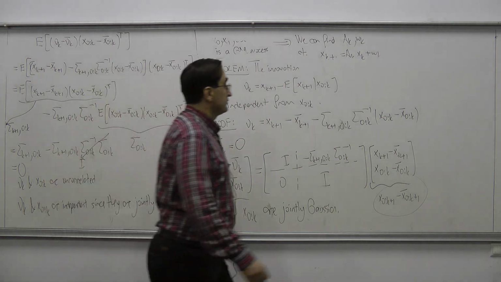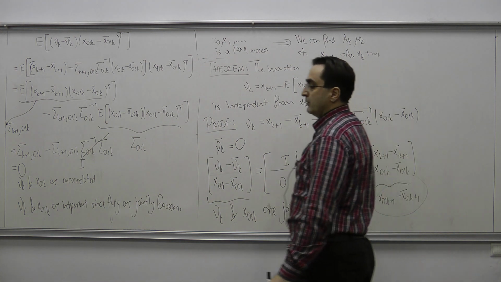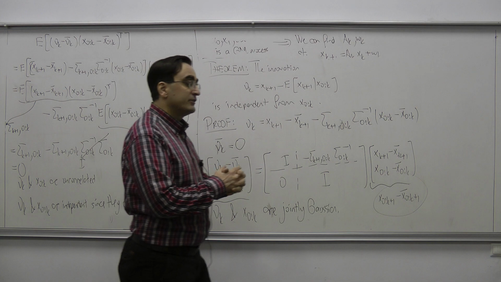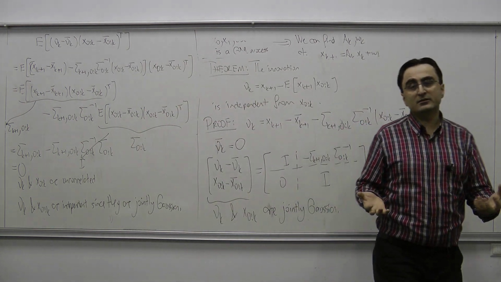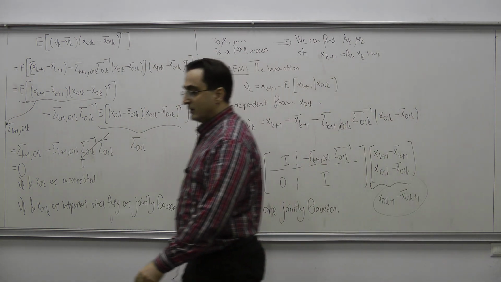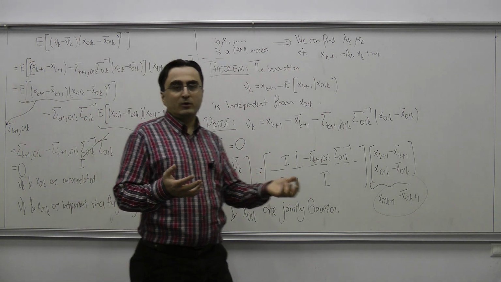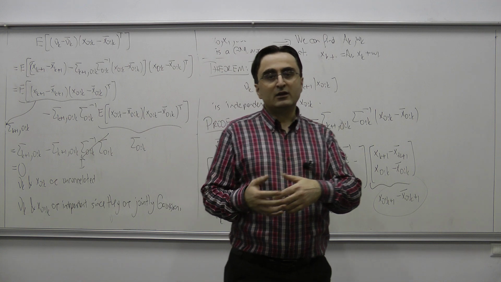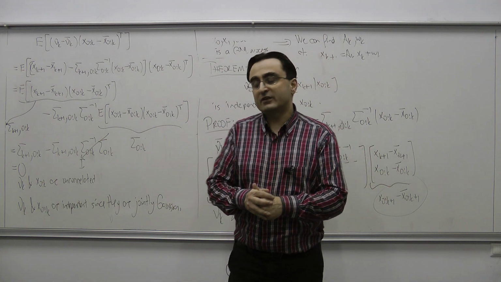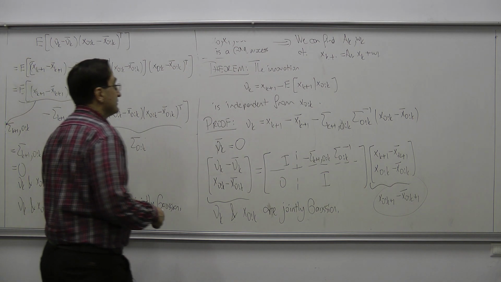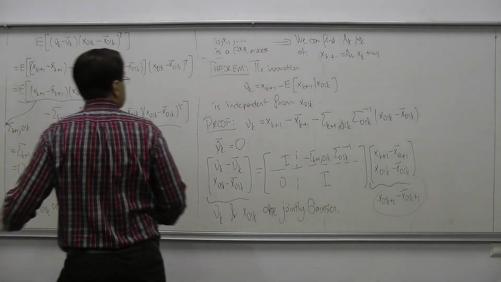That actually completes the proof of the theorem. Okay? So we see that this innovation sequence is indeed independent from the past. So when I decompose xk plus 1 into two parts, the innovation part is actually going to be independent of all of the past information.